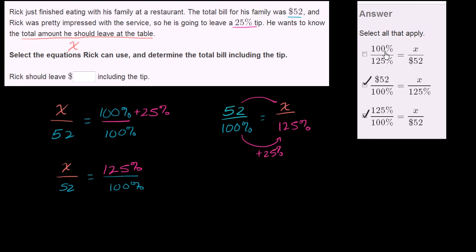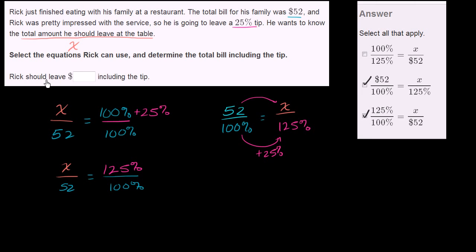Now what about this? The ratio between 100% and 125% should be equal to X over 52. Now this does not make sense because this is the ratio between the full price without the tip and the full price with the tip, the wrong way around. If you swapped these two, if you wrote this as 52 over X, then you could check this. But here, you're not finding the ratio between the corresponding things. So I would not check this one.